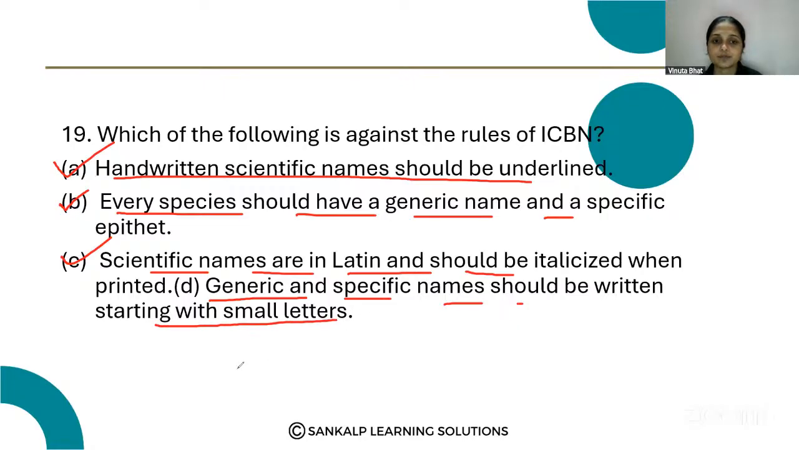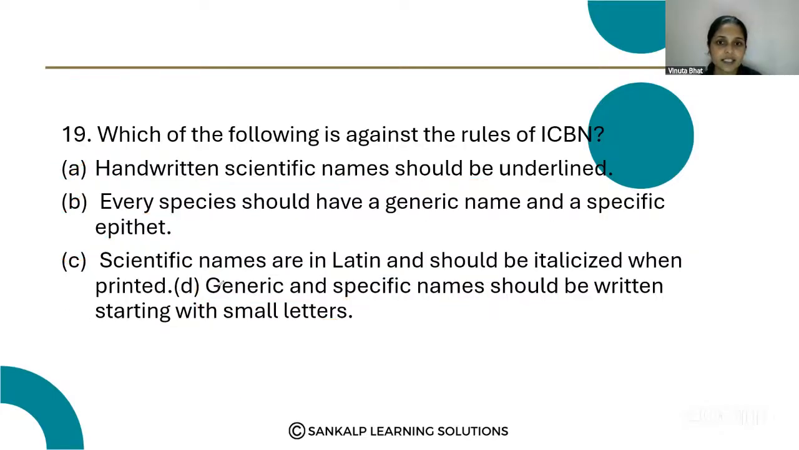Starting with the small letter? Here the generic name should start with a capital letter and only the species name should start with a small letter. So option D is the wrong one. Which of the following is against the rules of ICBN? That is option D.